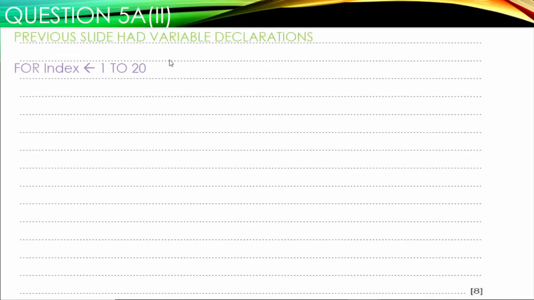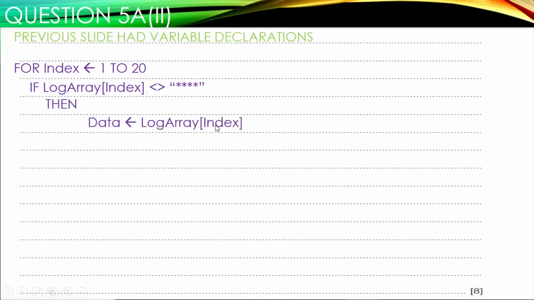The next thing you need to do is go through the entire log array. So we do for index, which is 1 to 20, just using a for loop here. If log array index is not equal to 4 asterisks, then I know I have some data that I need to write to the file. So inside data, I'm going to store whatever the log array index is, whatever's there. Now this takes up a lot of lines here because we have then, which is indented and does go on to the next line, and that is in the pseudocode video if you need to take a look at how pseudocode works.